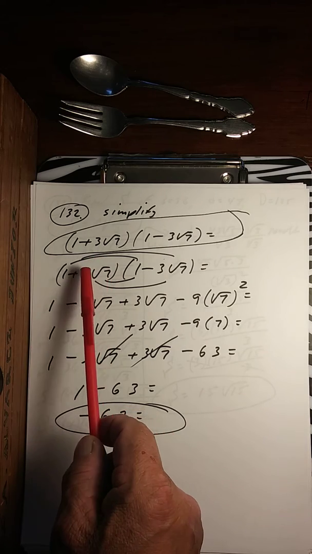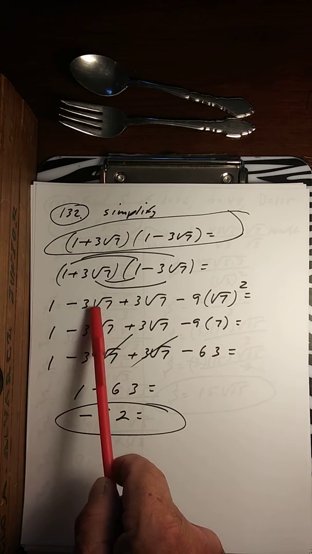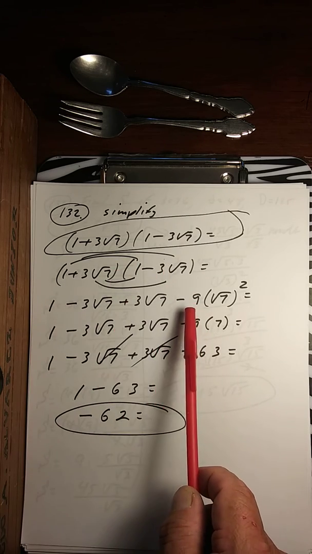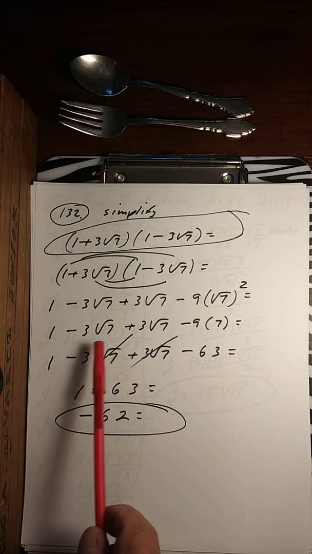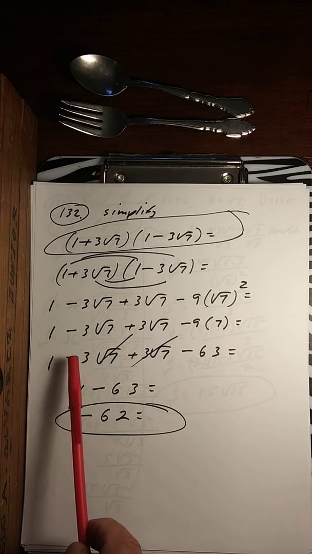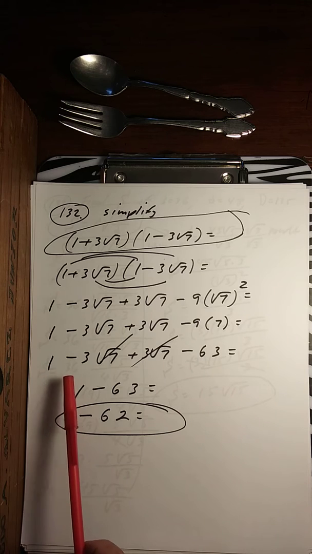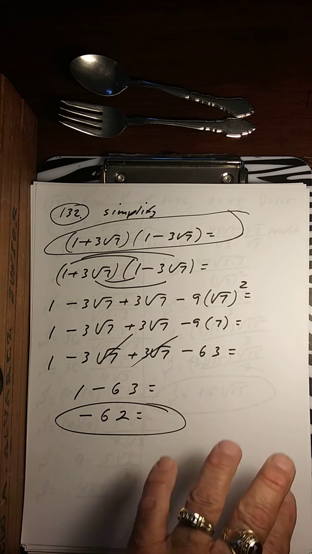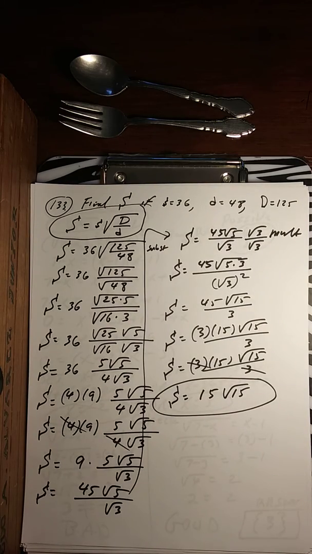This one, we're going to have to FOIL this out. So 1 times 1 is 1. 1 times that is negative 3 square root of 7. That times that is going to be positive 3 square root of 7. And that times that is going to be negative 9 times square root of 7 squared. Well, we know square root of 7 squared is just 7. So we have 1 minus 3 square root of 7 plus 3 square root of 7 minus 63. These cancel, they're gone. So we have 1 minus 63, which is negative 62. That's it.